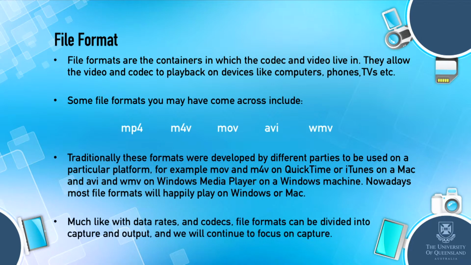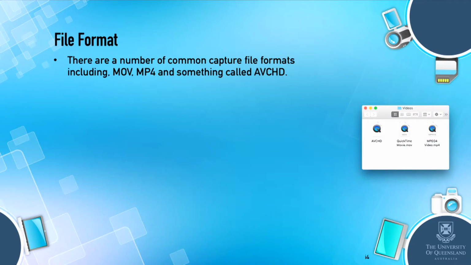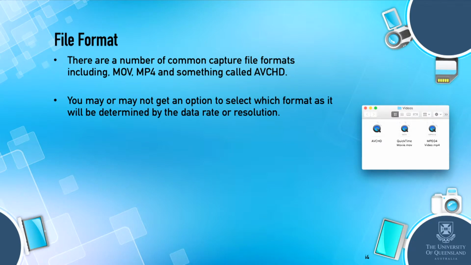Much like with data rates and codecs, file formats can be divided into capture and output, and we will continue to focus on capture. There are a number of common capture file formats, including MOV, MP4, and something called AVC HD. Depending on the camera, you may or may not get an option to select which format you wish to use, and in some cases this will be determined by the data rate and/or resolution you select. So this decision could be made for you.